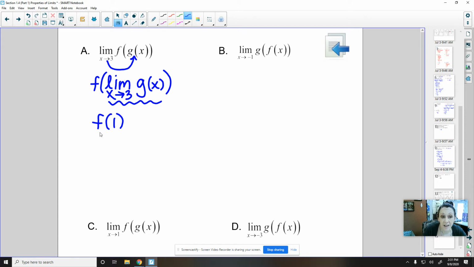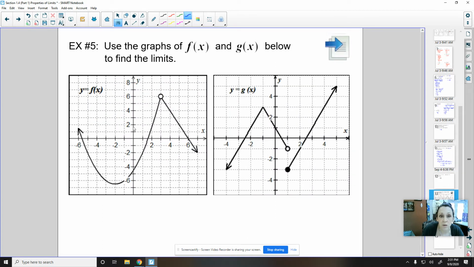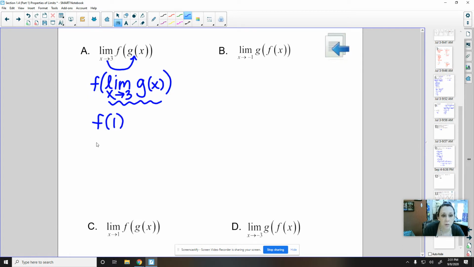Last step is find f of 1. Remember, f of 1 means what's the y value when x is 1, which is not the same thing as a limit. So you're going to go to the graph of f, you're going to find when x is 1, and you're going to give the y value, which in this case is -2. Okay, let's do one more like that. So, I don't know, let's try C.